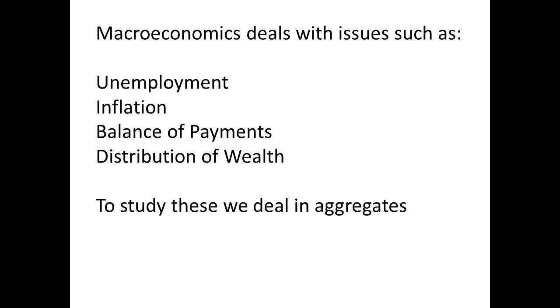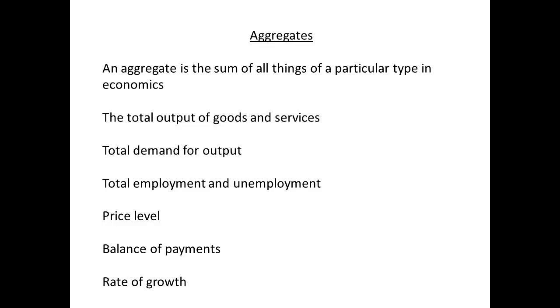Perhaps the easiest way to begin to understand macroeconomics is just to say that it deals with the economy as a whole. What do we mean by this? We mean that it looks at issues such as unemployment, inflation, balance of payments, and distribution of wealth. We talk in terms of aggregates. So to understand these issues, we need to know what we mean by an aggregate. An aggregate means a sum, or a total. So we are considering total output for goods and services, total demand, total employment, and so on.